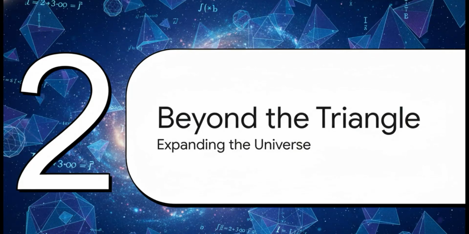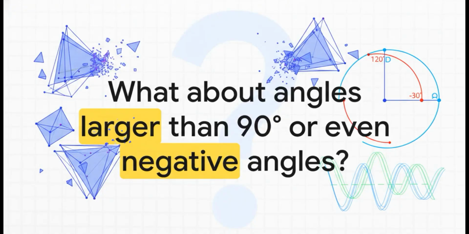But right angle triangles have their limits. I mean, what happens when we're dealing with angles that are bigger than 90 degrees, or even negative angles? For that, we're going to need a bigger map. So here's the problem, right? A triangle can't have an angle bigger than 90 degrees. Not a right angle triangle, anyway. So how in the world do you find the sine of 120 degrees? Or the cosine of, say, negative 30? The triangle model just kind of falls apart. We need something more powerful.